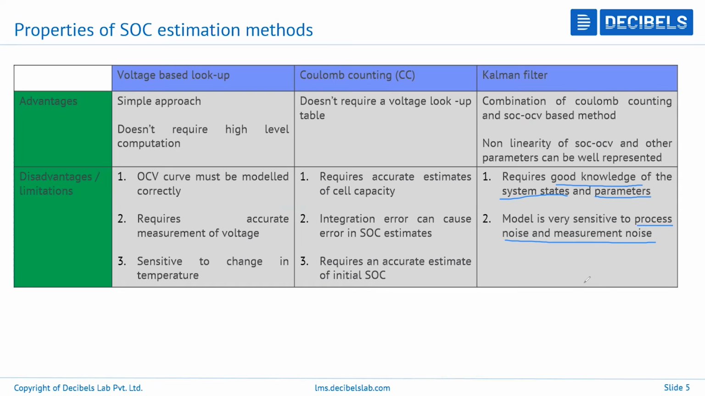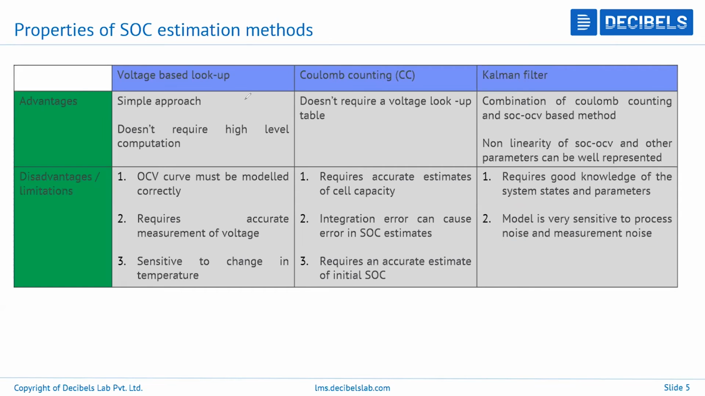Later we will explore what exactly is the meaning of process noise and measurement noise, what is the significance of this, and in what way we can estimate how these two values are taken into consideration. Just for your simplicity, the model is very sensitive to process noise and measurement noise. These are two types of errors, or you can say two types of disturbances in the measured signal, which have to be considered, right?